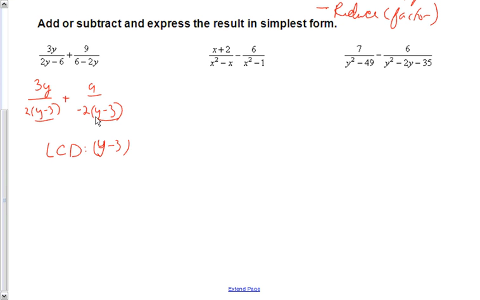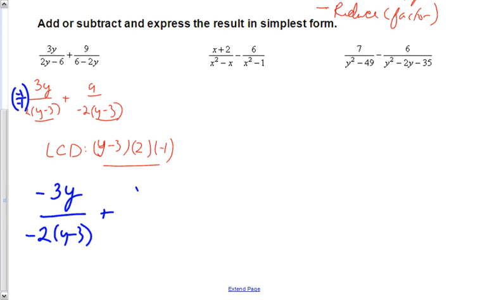They both share a 2, but one of them is negative, so there's kind of a negative 1 in there, which can be written as negative 2. Our goal is to make our bottoms look like this. This one is the same, so it doesn't need to change. However, this one over here is off by a negative sign, so I'm going to multiply it by negative 1 over negative 1, because that's multiplying by 1. Mathematician trick number 1. Which gives negative 3y over negative 2 times y minus 3. Well, we have 9 and negative 2 times y minus 3, common denominators.